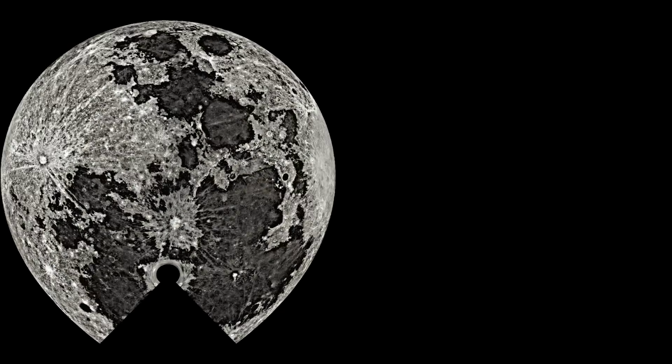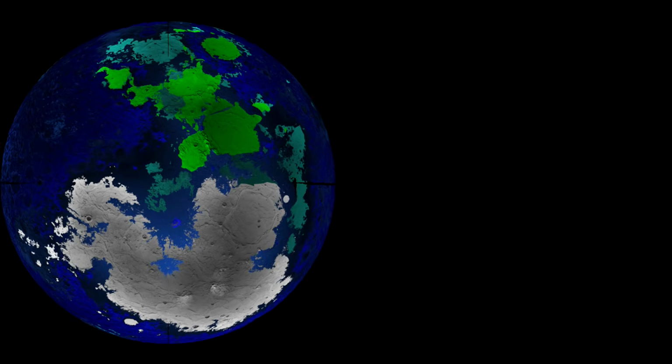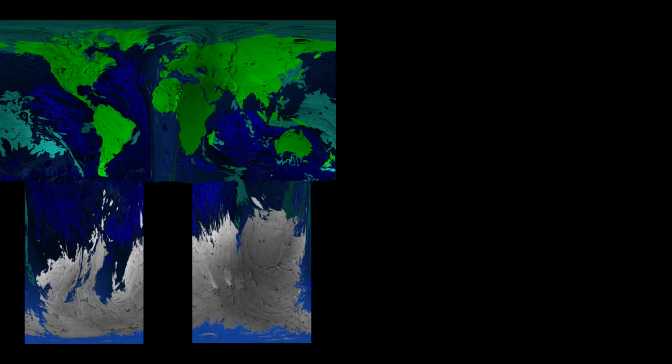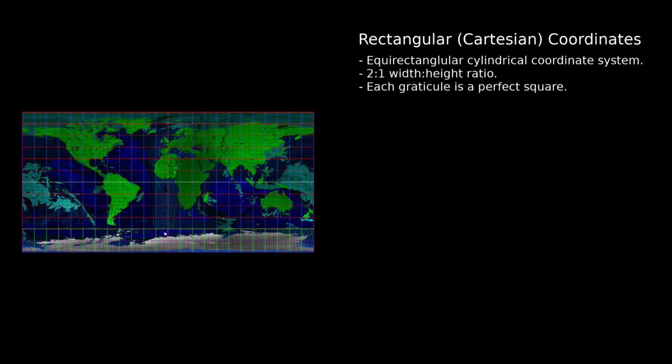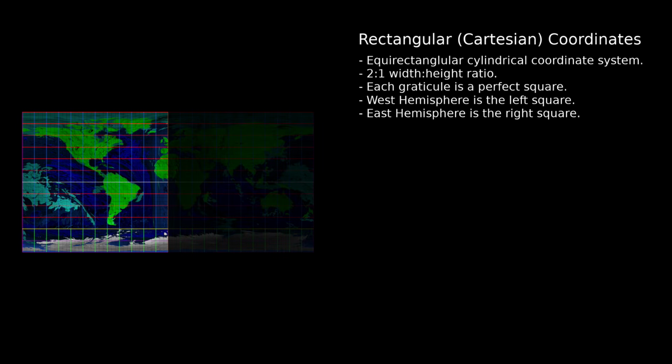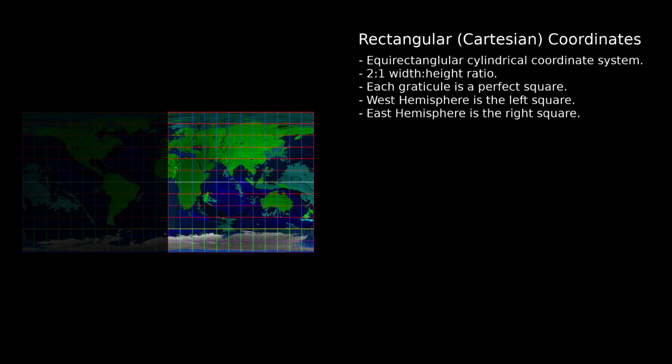This episode will cover one method for creating a moon-centric Selenetics coordinate system through a series of transformations of a standard equirectangular cylindrical coordinate system. We'll use EPSG 4326, a 2-to-1 ratio coordinate system where each graticule is a perfect square. As a standard, the left half square is the western hemisphere and the right half square is the eastern hemisphere.